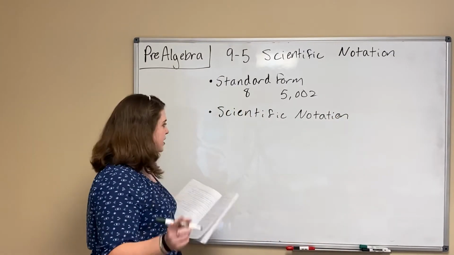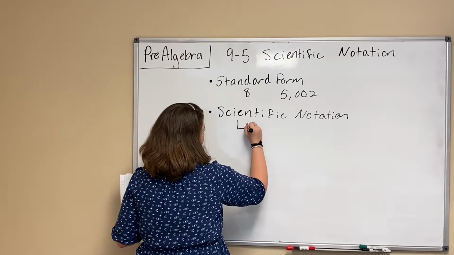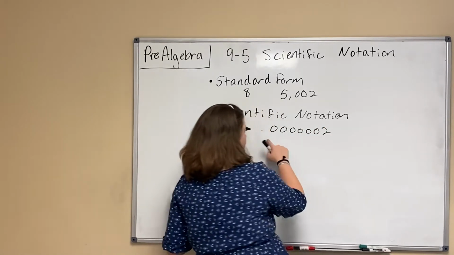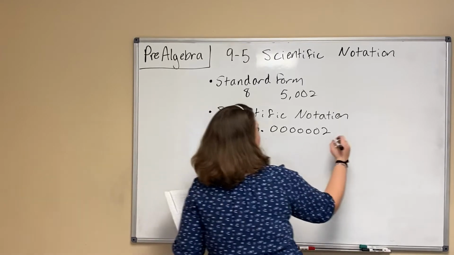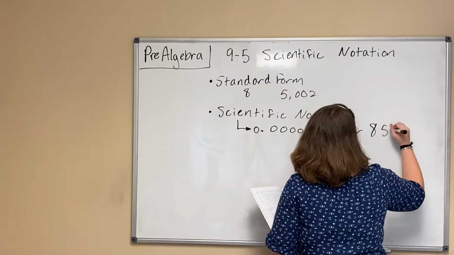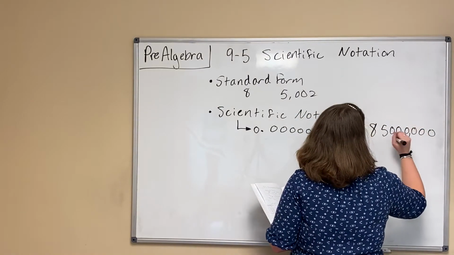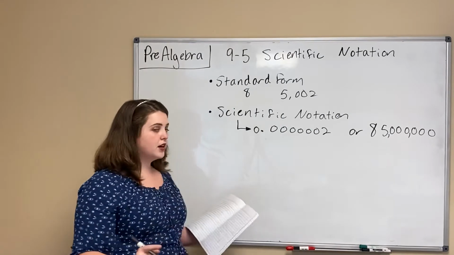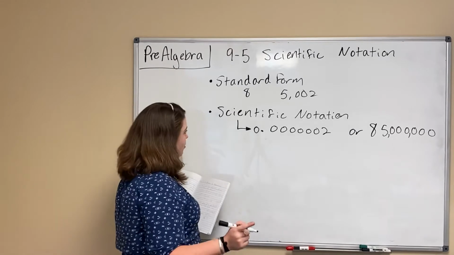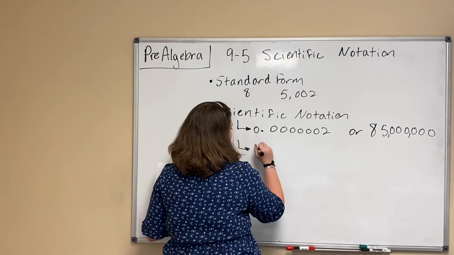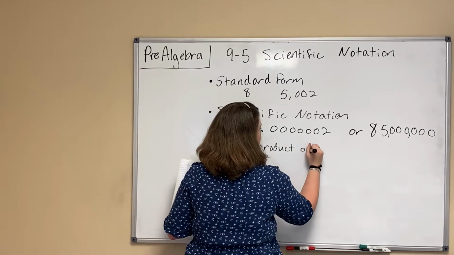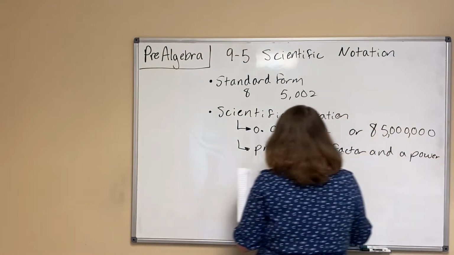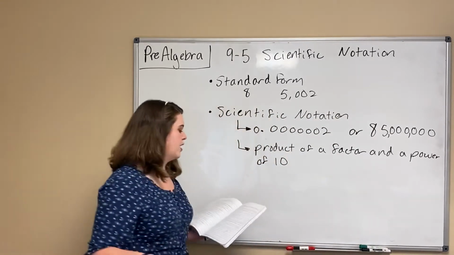Now, with scientific notation, you'll take a number like 0.000002, a really small number because that's a decimal, or a really big number like 85 million, and we rewrite it as a product of a factor and a power of 10. And I'll show you how we do that.